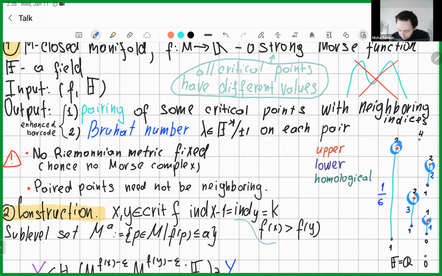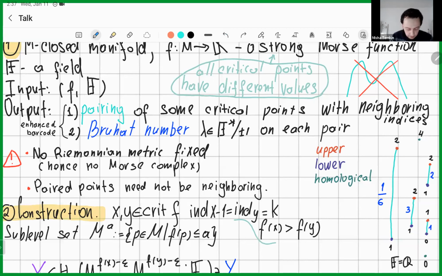Lower points are drawn in purple. So these are lower points. And some points are not paired, for example, the two which are left. These points are not paired, and the points which are not paired are called homological, for reasons which I will tell you later. So each point is one of the three types, right?